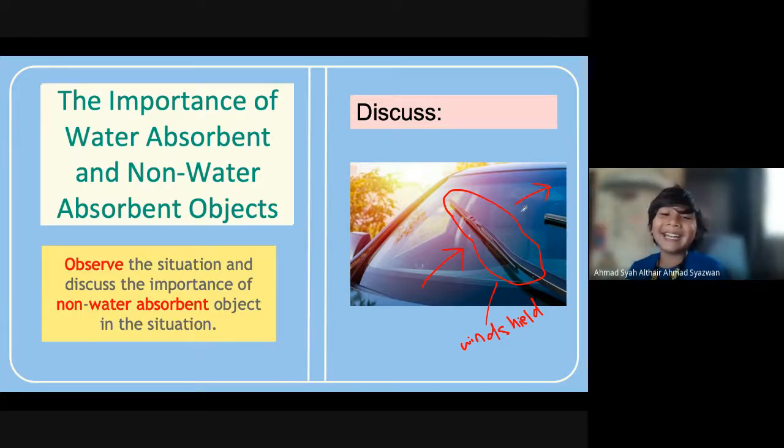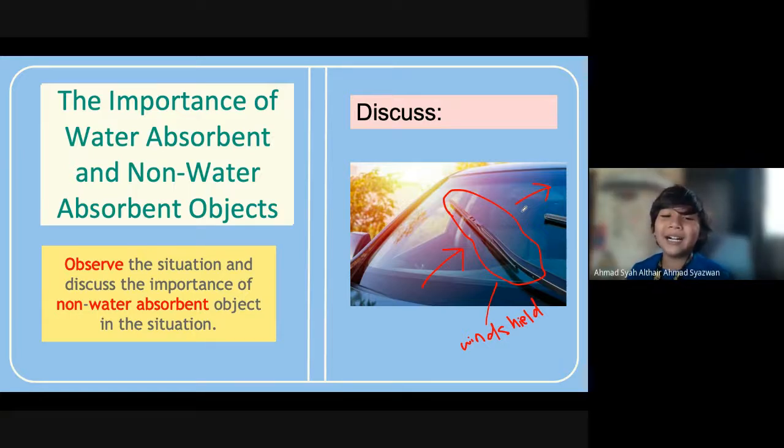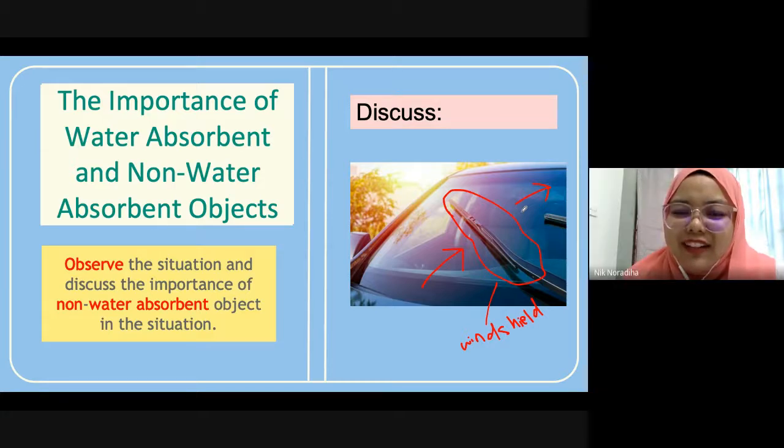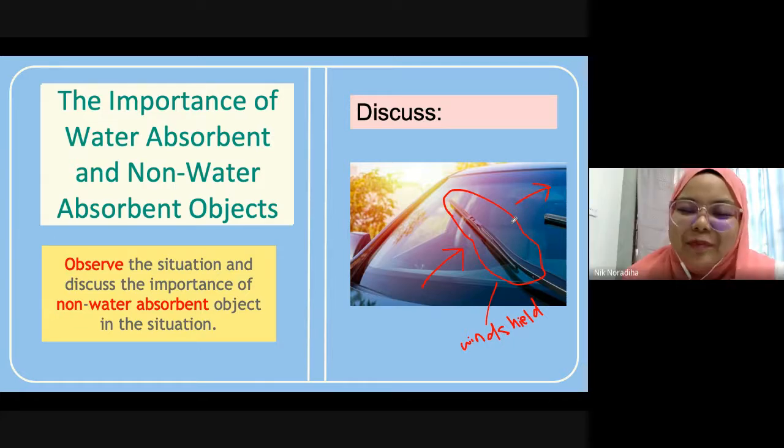Have you seen like a Myvi, and then there's the cat picture on the mirror at the back? It's just a white sticker, and then the tail is on the windshield. Have you seen that before? Because sometimes those people don't want the other car at the back to follow them, near to each other, to avoid any accident.